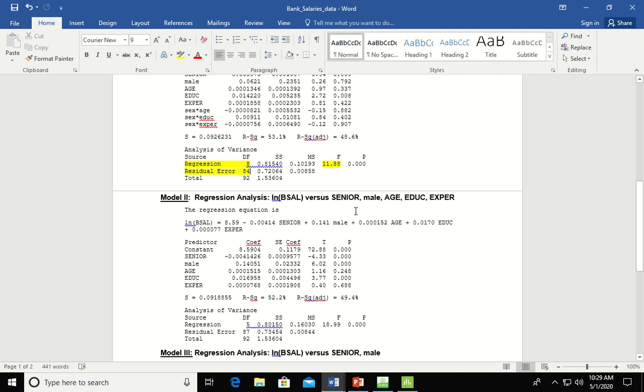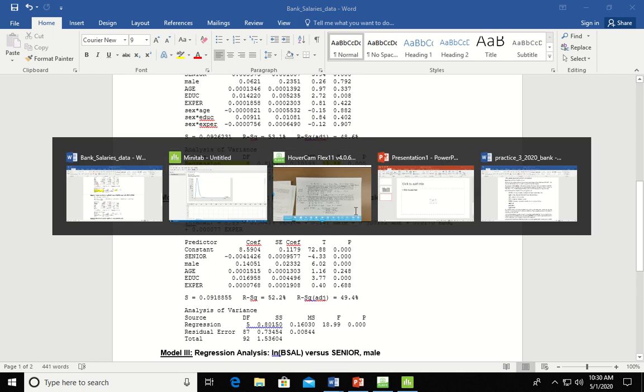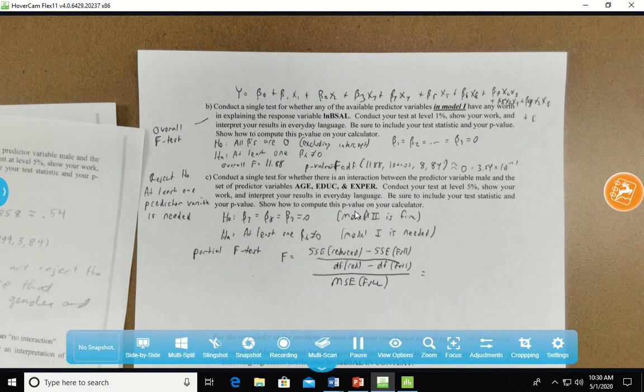So the partial F test, remember, is the sum of squared error reduced minus the sum of squared error full, over the degrees of freedom of reduced minus degrees of freedom full, all over the mean squared error of full. You don't have to remember that.